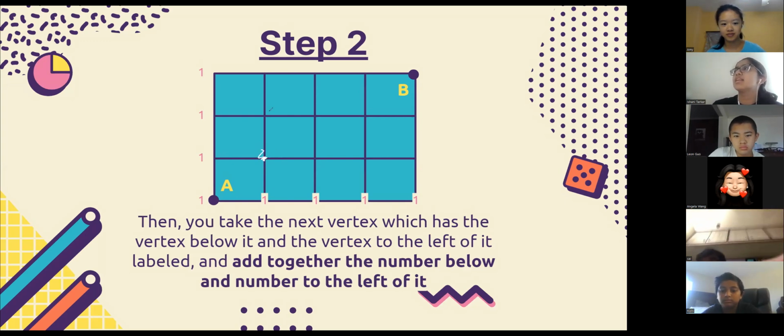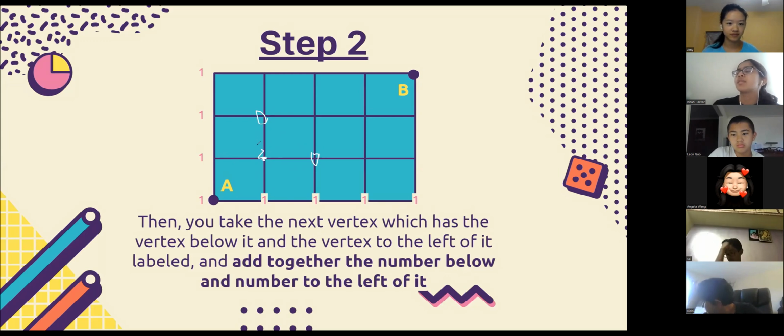And then we can see now that this vertex and this vertex can be labeled, because they have the numbers to the left and to the bottom of them with an actual number. So we have 2 plus 1, which is 3 for this, and 1 plus 2, which is 3 for this. And then we continue. So we do 4 for this, 6 for this, 4 for this. I'm just doing addition at this point. It's not complicated math. So I continue numbering these vertices.